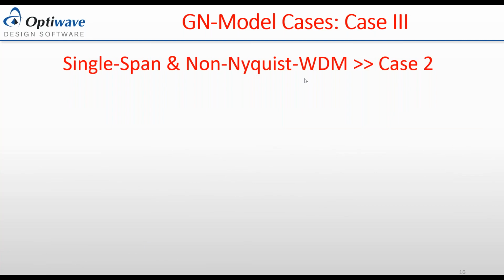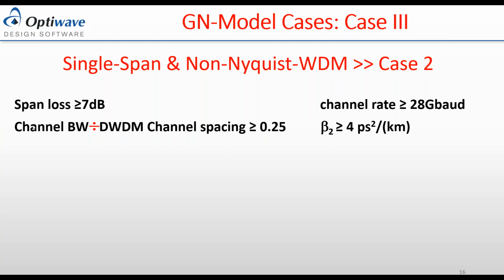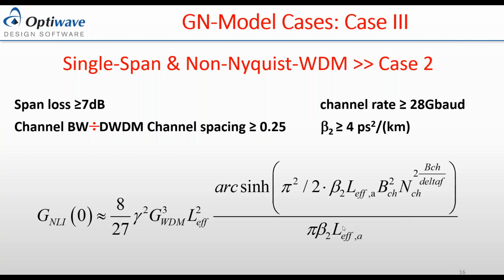Now, the second case for the single span and non-Nyquist WDM is when the ratio between the channel bandwidth and the DWDM channel spacing is more than 0.25, and the channel rate is over 28 gigabaud, with beta 2 over 4 picoseconds squared per kilometer. In that scenario, the equation is a bit different. It's a simplification of it. Again, all of this simplification is a result of the original equation shown earlier. Based on the assumptions, some terms are simplified to this final equation of the power spectral density at f equal to 0.